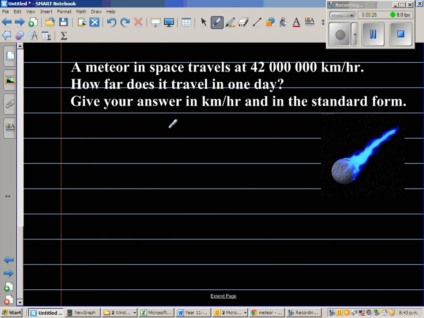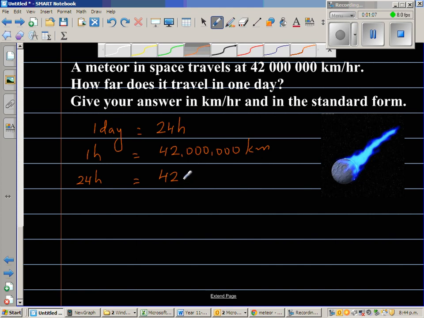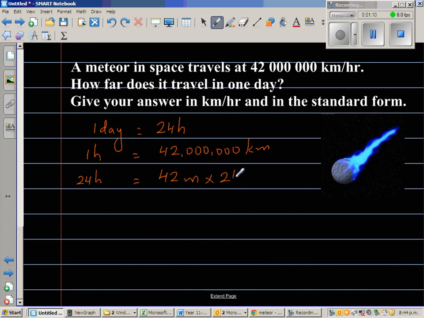Suppose one day is 24 hours. So the meteor is traveling 42 million kilometers in 1 hour. In 1 hour, it travels 42 million, six zeros, kilometers. That's the speed. So in 24 hours, it would travel 42 million, let me write 42 million to be short, times 24.